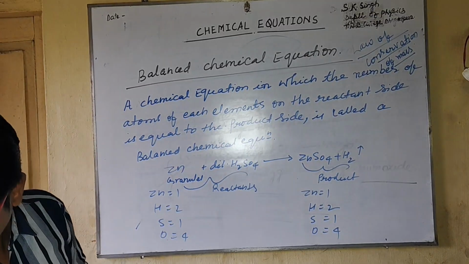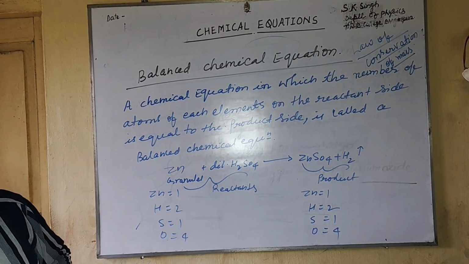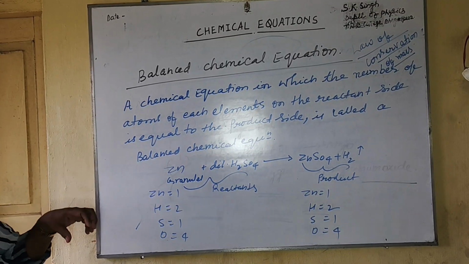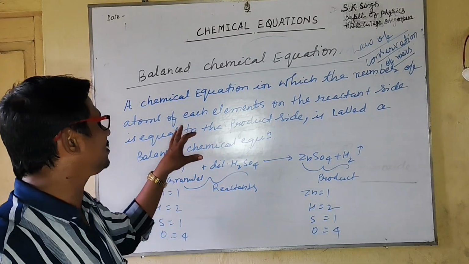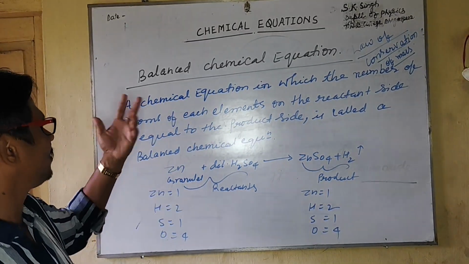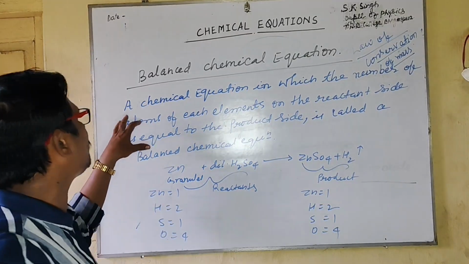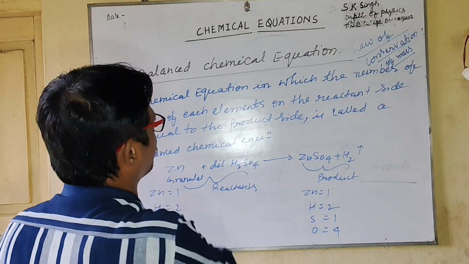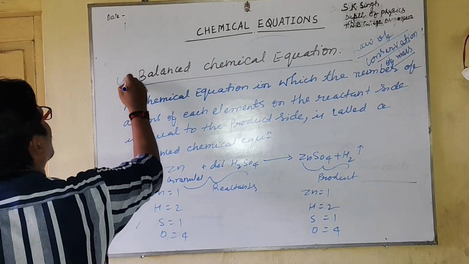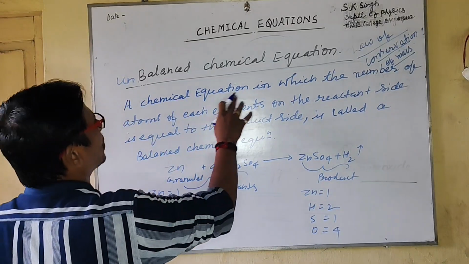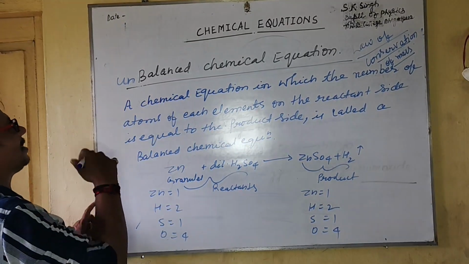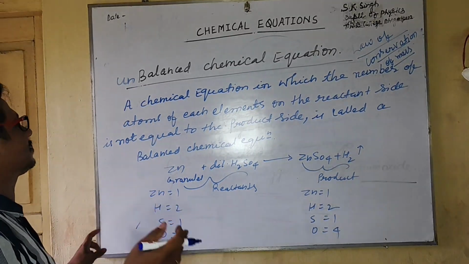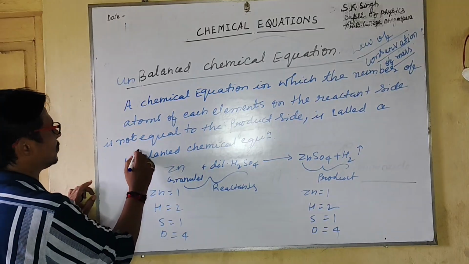And after that I am going to discuss what you mean by an unbalanced chemical equation also. In a balanced chemical equation, the number of atoms of each element on the reactant side is always equal to the product side. A chemical equation in which the number of atoms of each element on the reactant side is not equal to the product side is called an unbalanced chemical equation. You can write here, unbalanced equation.